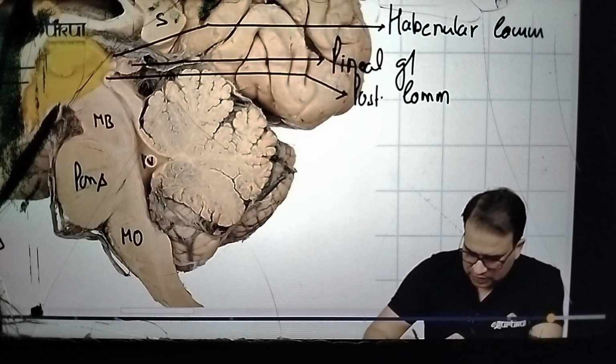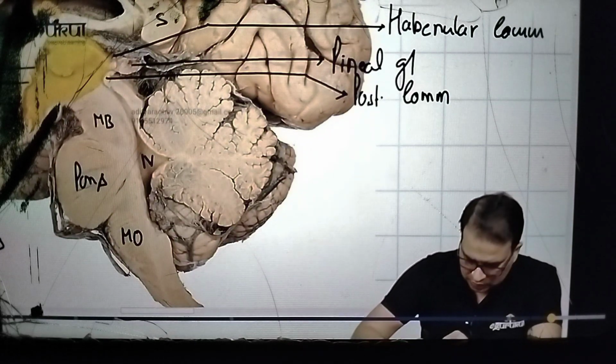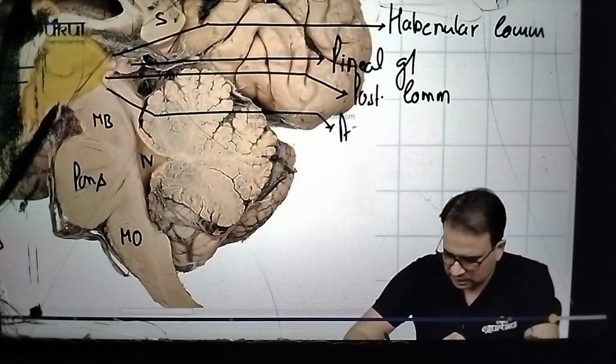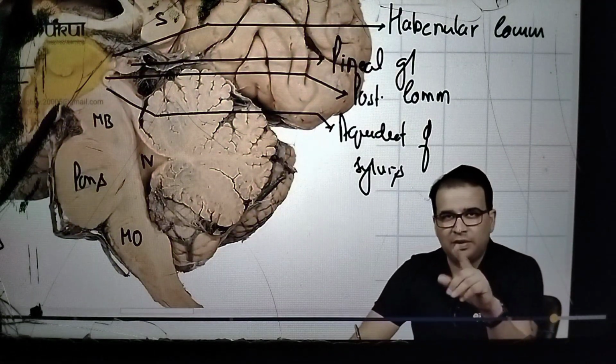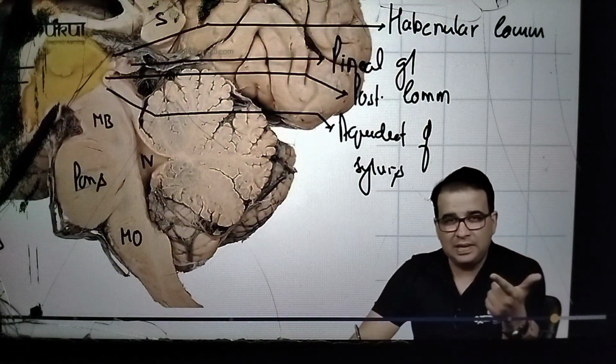So if this is the fourth ventricle, then obviously this is the aqueduct of Sylvius. So that's the fourth thing, the aqueduct of Sylvius, which is also forming the posterior wall. So the anterior wall of the third ventricle is formed by what? It is formed by the column of the fornix, the anterior commissure, and the lamina terminalis.